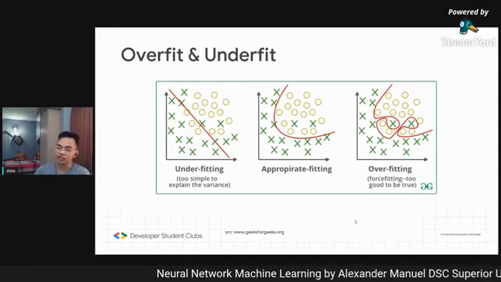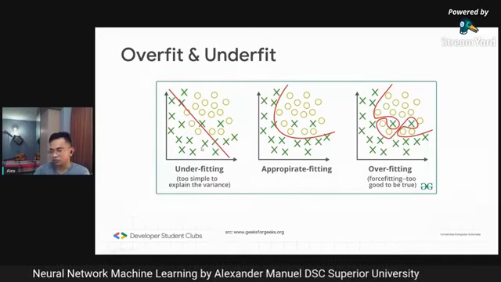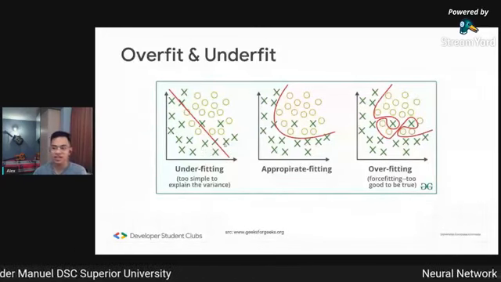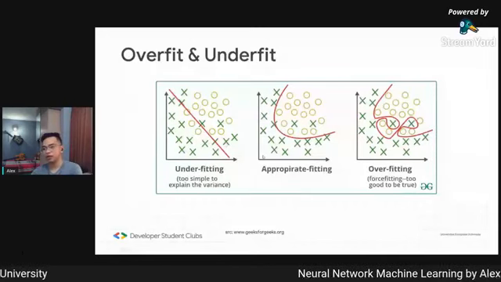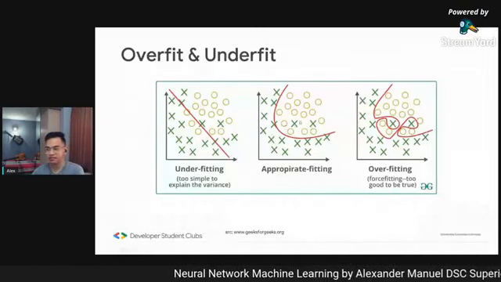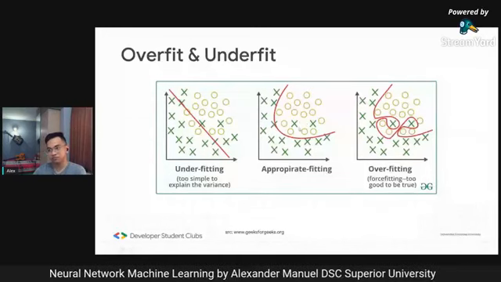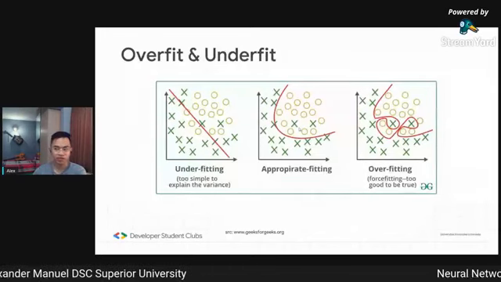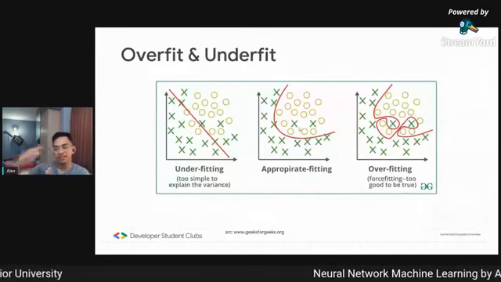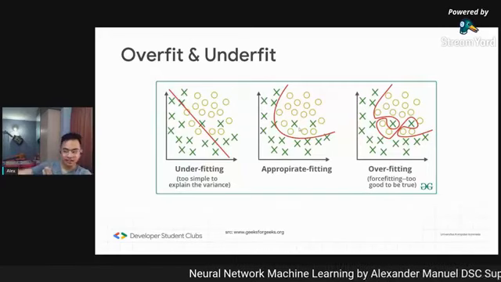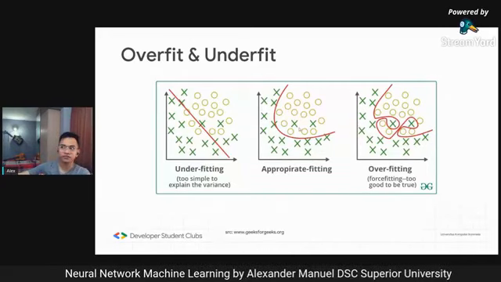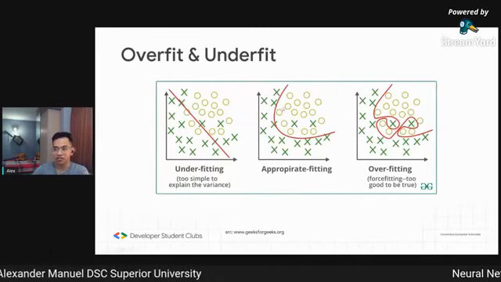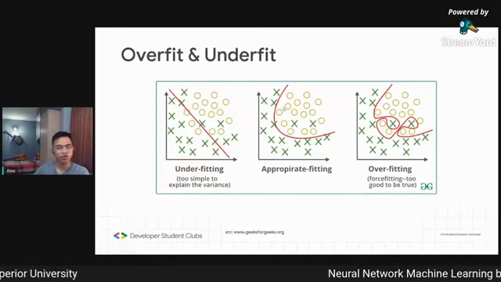That's overfitting. Underfitting is when the model doesn't learn anything. They don't know anything. So the thing that we're looking for is appropriate fitting, where even though there are some mistakes like this, it's okay as long as you know the pattern. Why we need to know the pattern is to predict the next kind of problem. So when you know the pattern, you know how to predict.